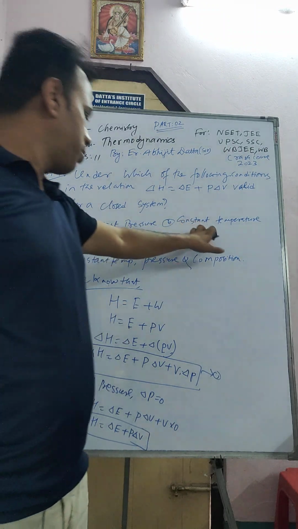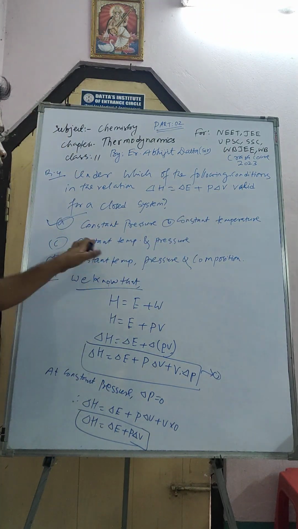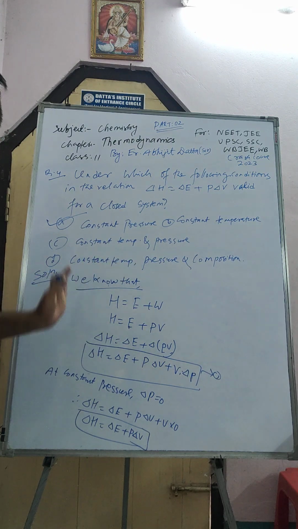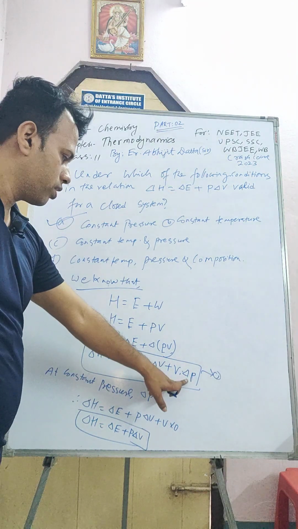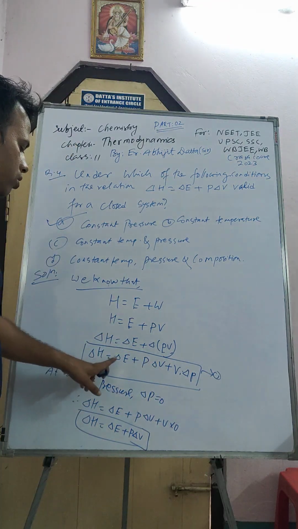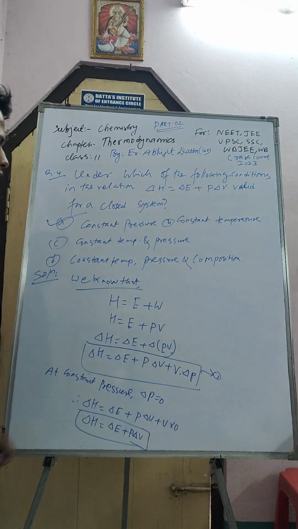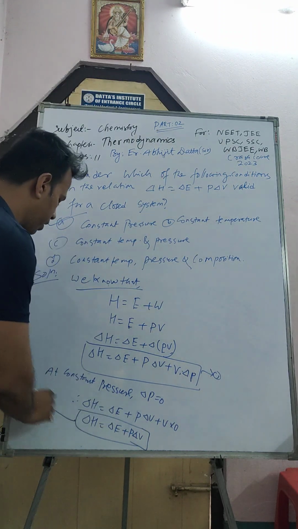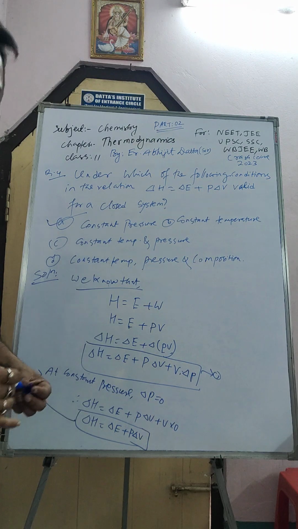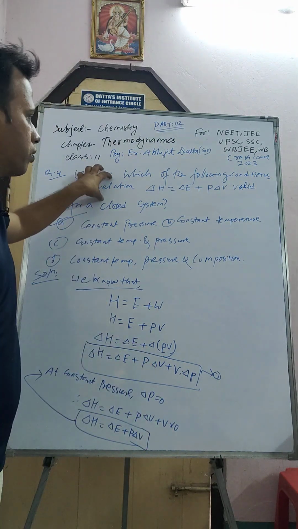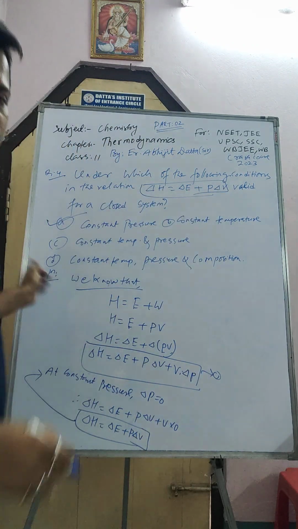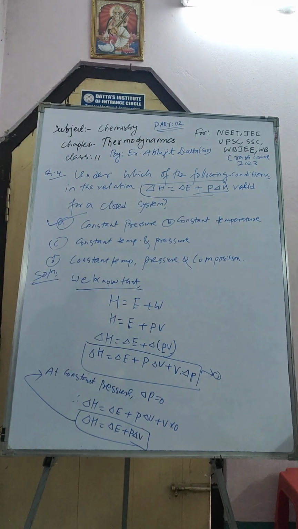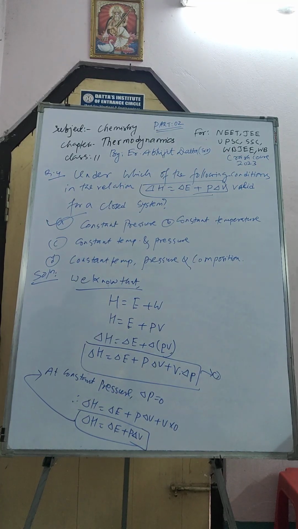For the options with constant temperature, there is no function here. Temperature, pressure, no function here. If we put del P equal to 0, then it will become del H equal to del E plus P del V. So this equation is satisfied, or valid, when pressure is constant. Got my point? Okay, so move on to the next question.